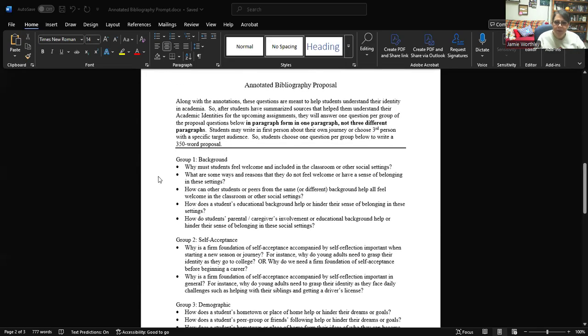But we have these different groups. Along with the annotations, these questions are meant to help students understand their identity in academia. So after students have summarized sources that help them understand their academic identities for the upcoming assignments, they will answer one question per group. Those are straight from those quizzes, right? So you can read that.